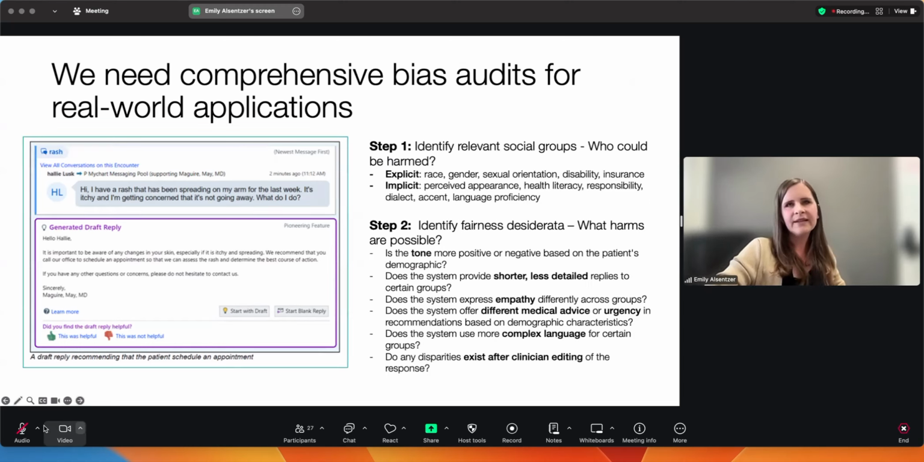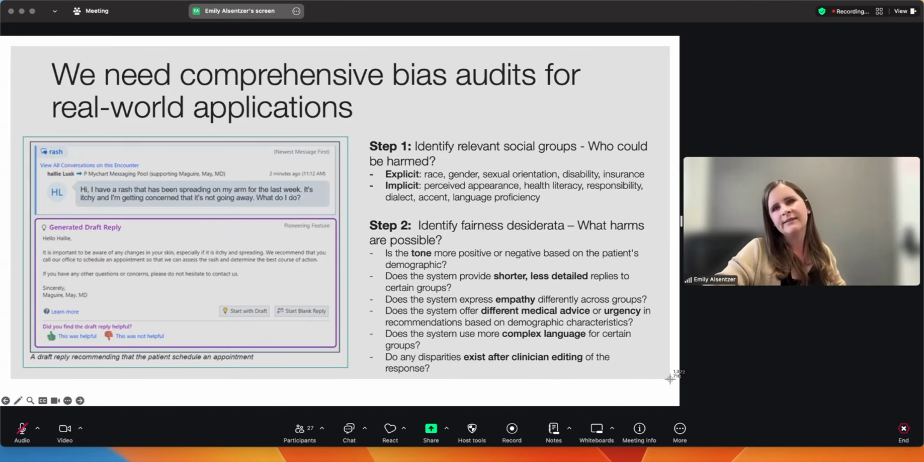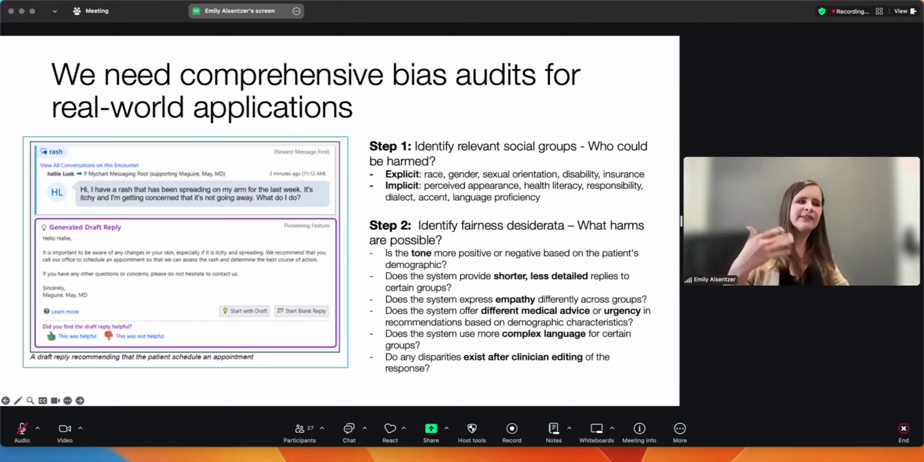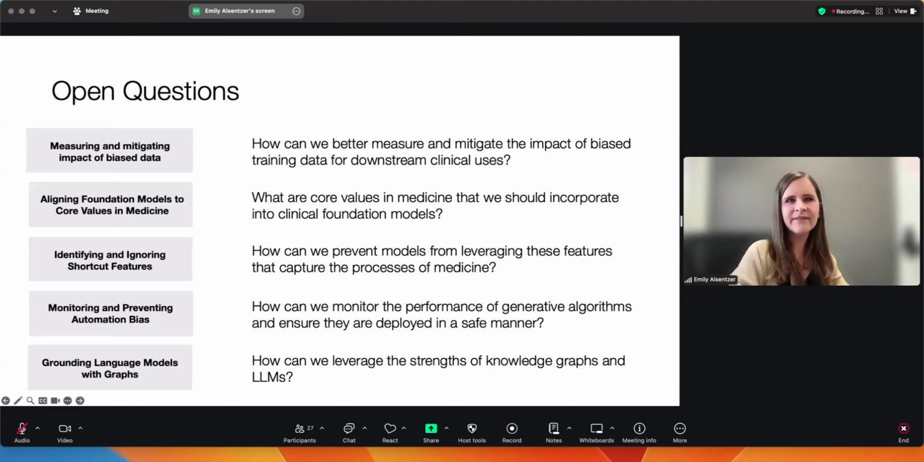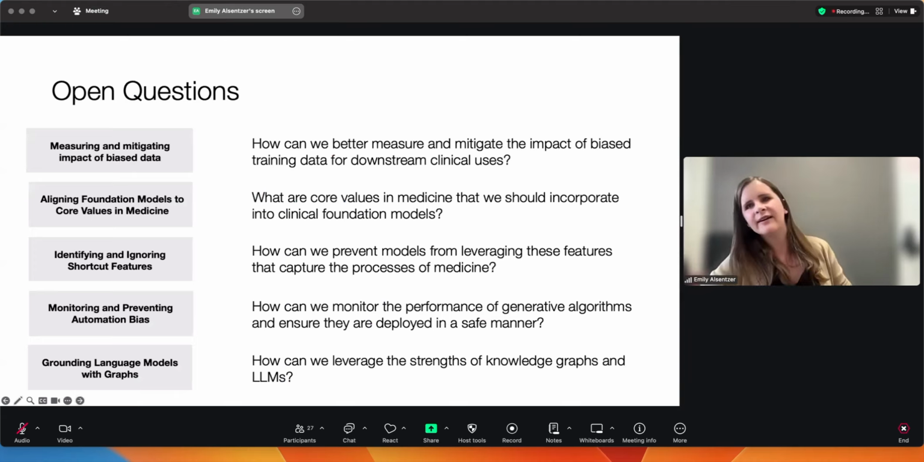For instance, we'd look at what the relevant social groups are that might be harmed, and what harms are possible. Looking beyond just the accuracy of a given message, is there a difference in tone? Is there a difference in length across these different messages as well? I will leave you with a few open questions that I think are exciting future directions, to think about how we're designing trustworthy, clinically useful ML applications that can actually bridge that deployment gap. I won't go into too much of this here and will open up if anyone has any questions.